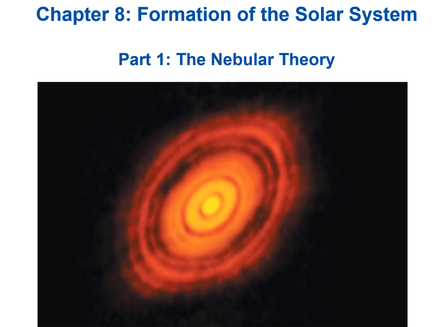Welcome back to Astronomy. This is Chapter 8, Formation of the Solar System. In Chapter 7, you learned about the solar system. Now we're going to look at how the solar system came to be the way it is from its earliest formation. And in this video, Part 1, we're going to look at the nebular theory.